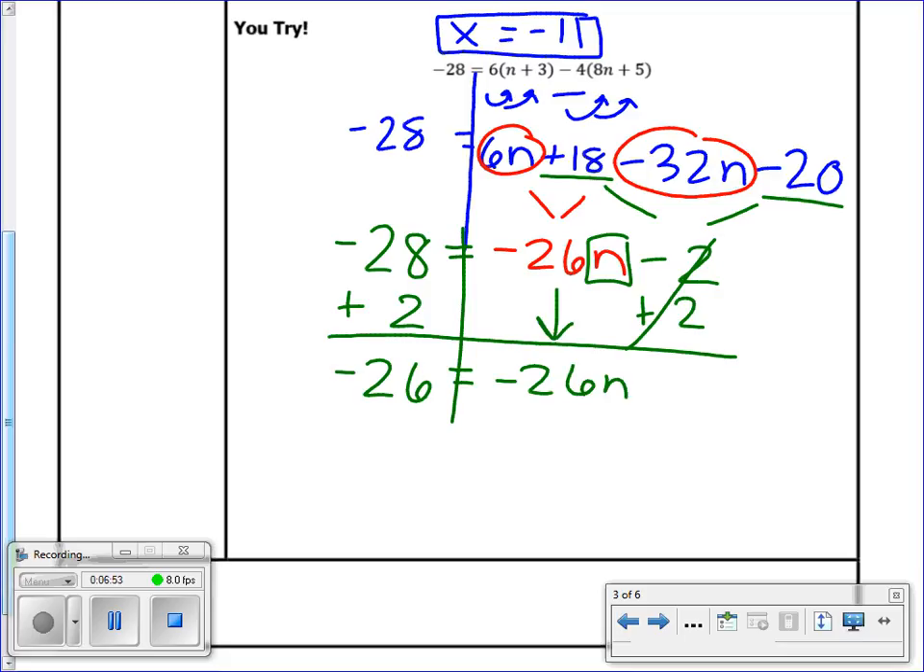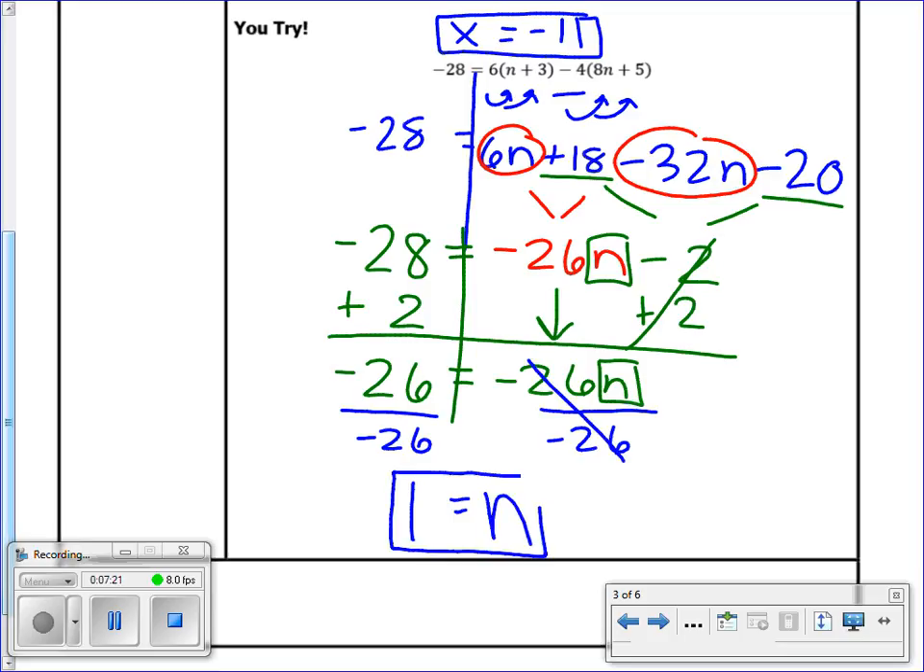And I'm still trying to isolate the n. And I ask myself what operation is occurring? Negative 26 times n, so multiplication. How do I undo multiplication? I divide, so you have to divide both sides by negative 26. And when I divide both sides by negative 26, negative 26 divided by negative 26 is positive 1 equals, and again that cancels and we're left with just a 1. So n equals 1, or 1 equals n.